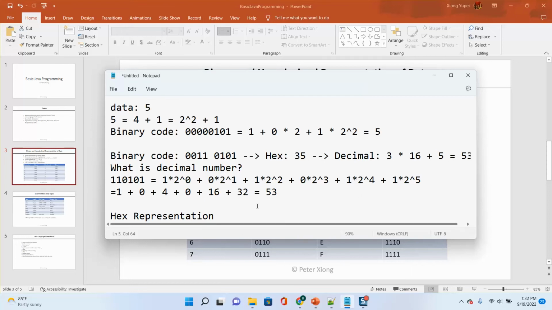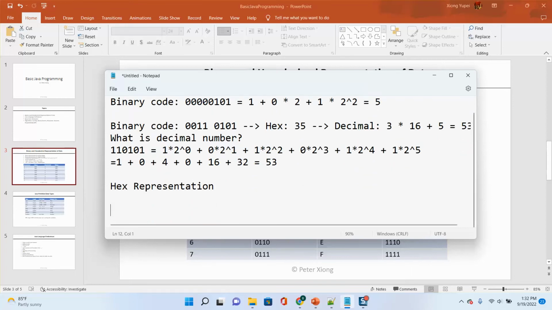This is hexadecimal. So to save space, most of the time we don't really write a binary representation of a number. We can write a hex representation of a number. Okay, this is all about the positive. Now let's move to negative numbers. For example, let's say negative 5. How to represent negative 5?